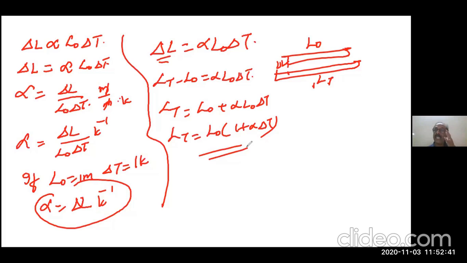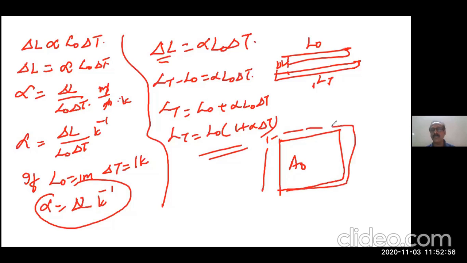Now, when we talk about areal expansion, you see, it's very easy. You imagine an area, a thin metal sheet like this. Initial area A naught. When you are heating, the area changes to AT. Delta A is proportional to initial area and delta T. Delta A is equal to, instead of alpha, I'm writing beta. Beta is known as the coefficient of areal expansion. This is A naught delta T.